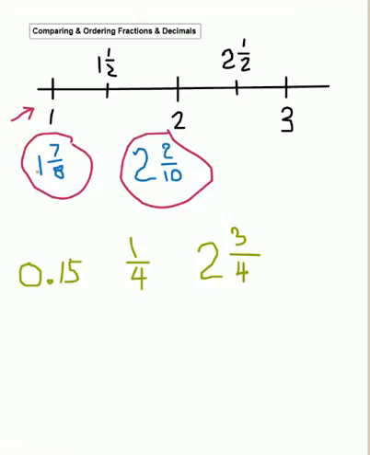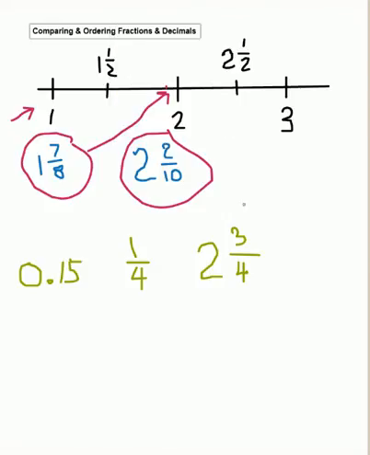Now, obviously 1 and a fraction is going to be more than 1. We just have to decide if it's somewhere between 1 and 1.5 or between 1.5 and 2. So because 7/8 is almost a whole number, I'm going to place this one very close to 2. So I would put it somewhere around here.